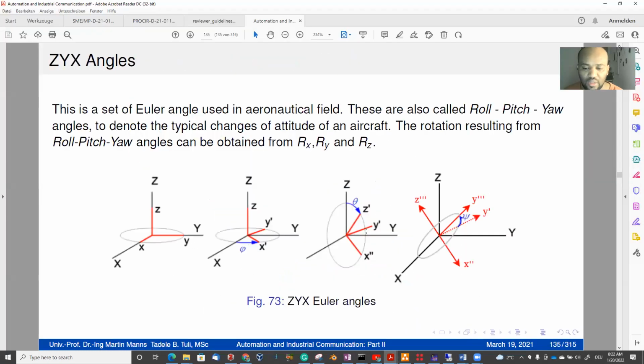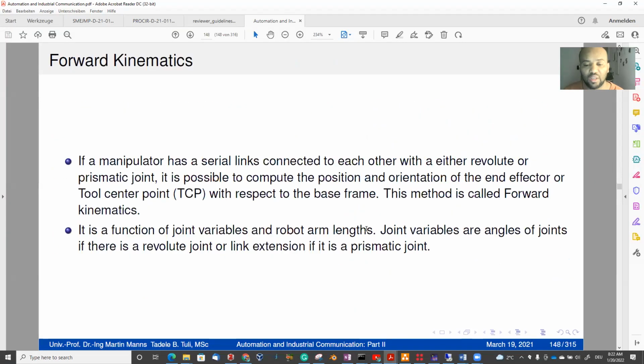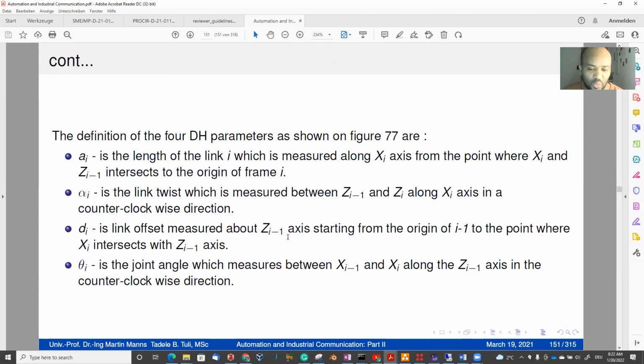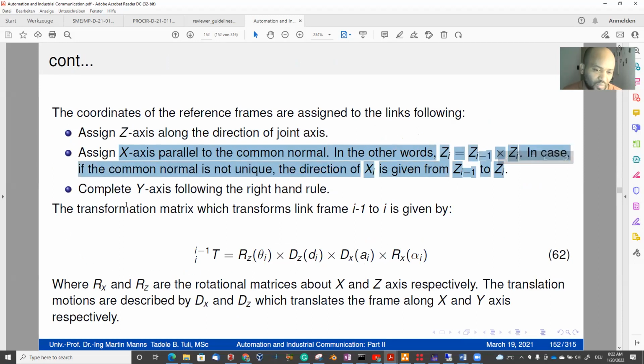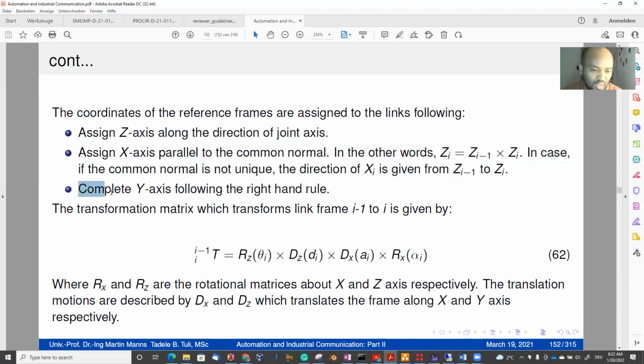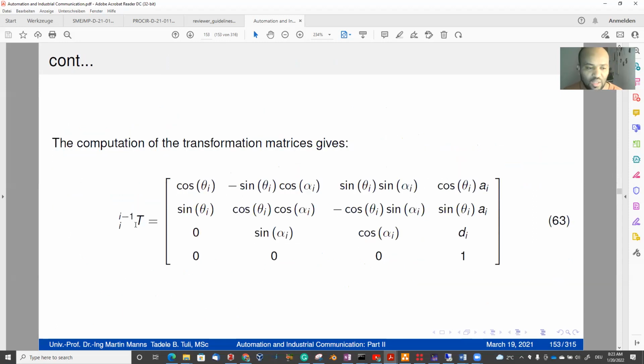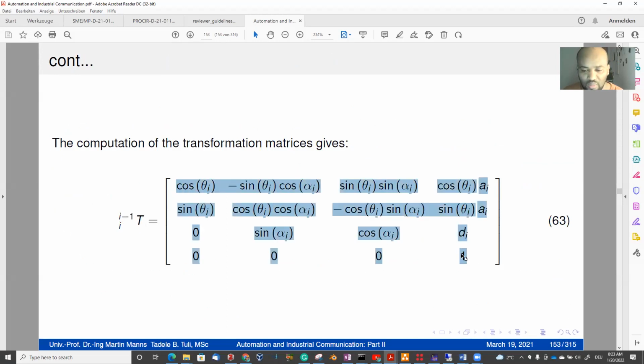Then let us go to the next point. As we said, we have 4 parameters in Denavit-Hartenberg. These 4 parameters are: assign the z-axis along the axis of joint rotation, and the x-axis parallel to the common normal, which is along the length. The other is to complete the y-axis following the right-hand rule. This is always. Then we said we have a transformation matrix. This homogeneous transformation matrix can be represented by the Denavit-Hartenberg convention.